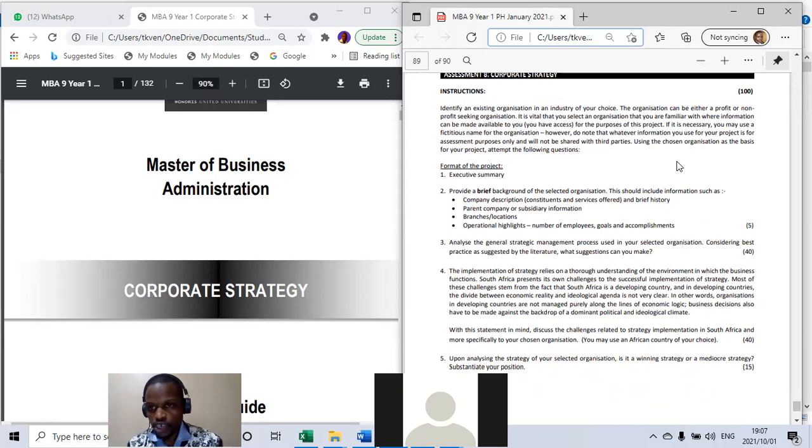choice. The organization can be either a profit or a non-profit organization. It is vital that you select an organization that you are familiar with, where information can be made available to you, or where you have access to what? To information. If it is necessary, you may use a fictitious name for the organization.